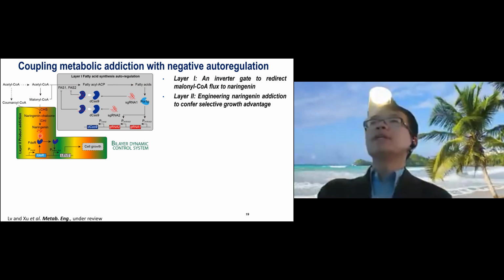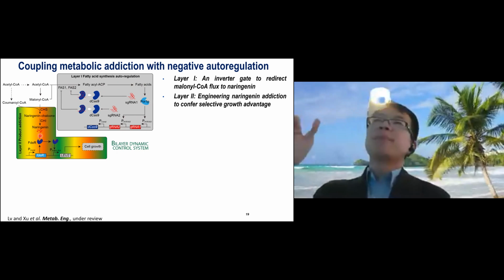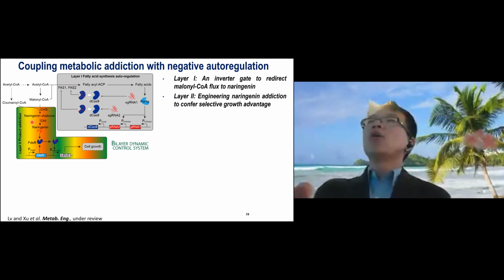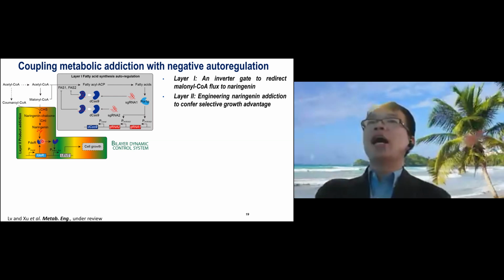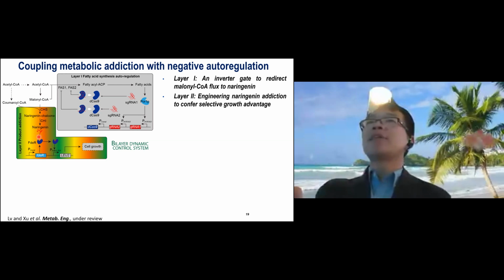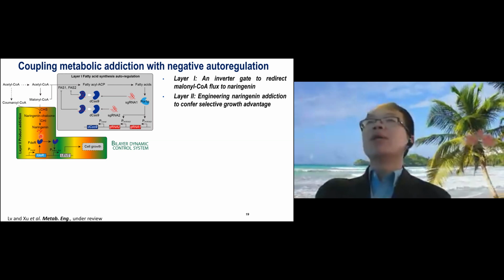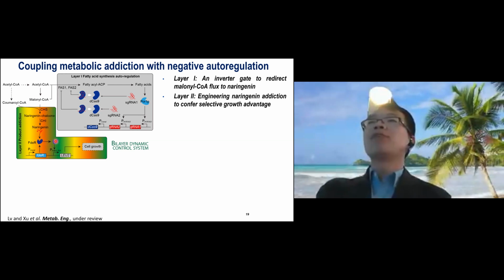So addiction means basically the cell becomes addicted to this naringenin. What happens is, in plants and bacteria, we found there's a heterologous protein called FDR. This FDR can be specifically activated by naringenin. Once the protein is bound to naringenin, it becomes an activated form. It can activate the expression of the downstream gene.